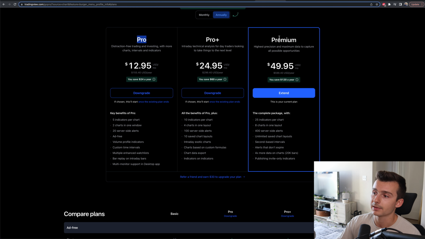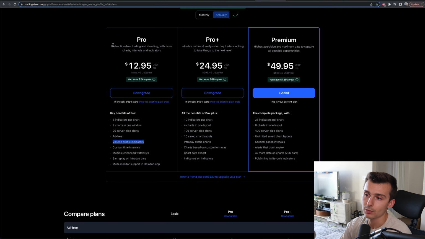So I have the premium version that's highlighted in blue right here. But the volume profile indicators come on the pro version. So you don't need to think, oh my God, I've got to get the premium, I've got to get the pro plus. No. I always recommend, seriously, just start as cheap as possible. There's no need to pay more if you don't have to. But the pro plan is what you'll need to actually get the volume profile indicators on your TradingView account. Obviously the pro plus and premium will have them as well, plus a lot more stuff.